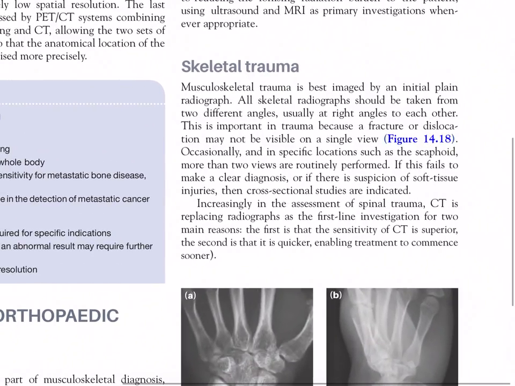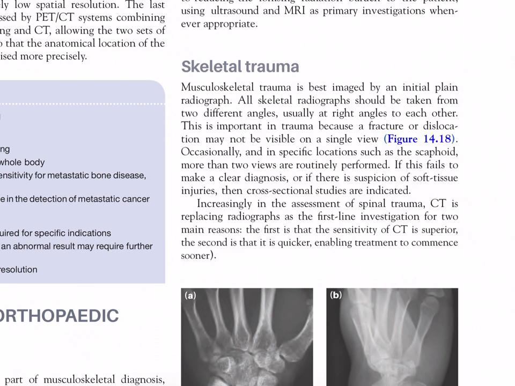Skeletal trauma. Musculoskeletal trauma is best imaged by an initial plain radiograph. All skeletal radiographs should be taken from two different angles, usually at right angles to each other. This is important in trauma because a fracture or dislocation may not be visible on a single view. Occasionally, and in specific locations such as the scaphoid, more than two views are routinely performed.